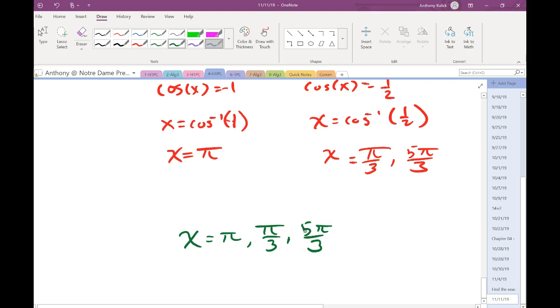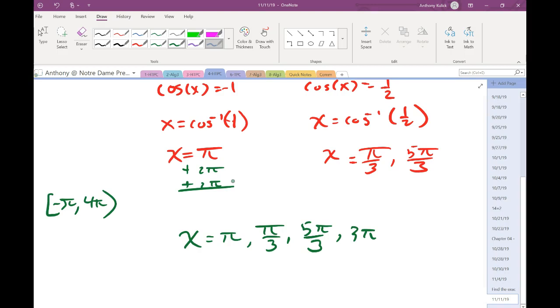Okay. If I add 2 pi to this, is that on my interval? Remember, this is the interval that we're working with here. That should be on there, right? So I'll write that down on my list. Okay? If I subtract 2 pi from this, well, I guess I should do this first. If I add another 2 pi, am I on that interval? No, right? 5 pi is too big. Everybody agree?